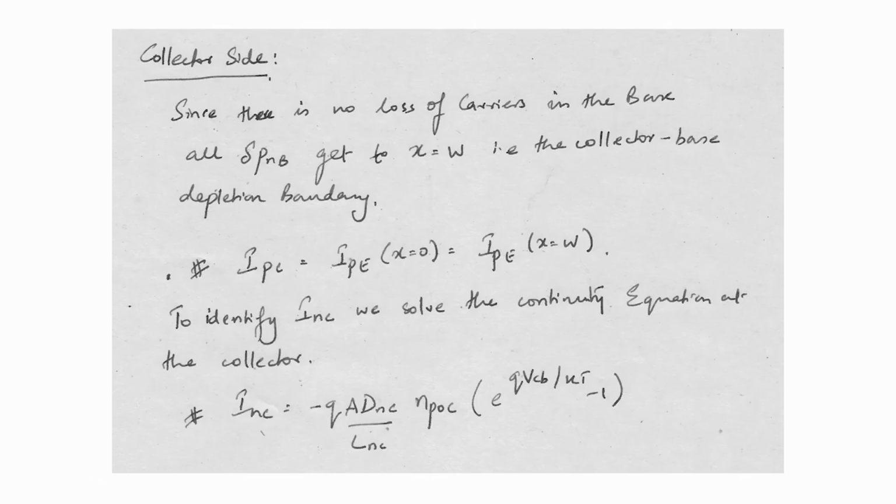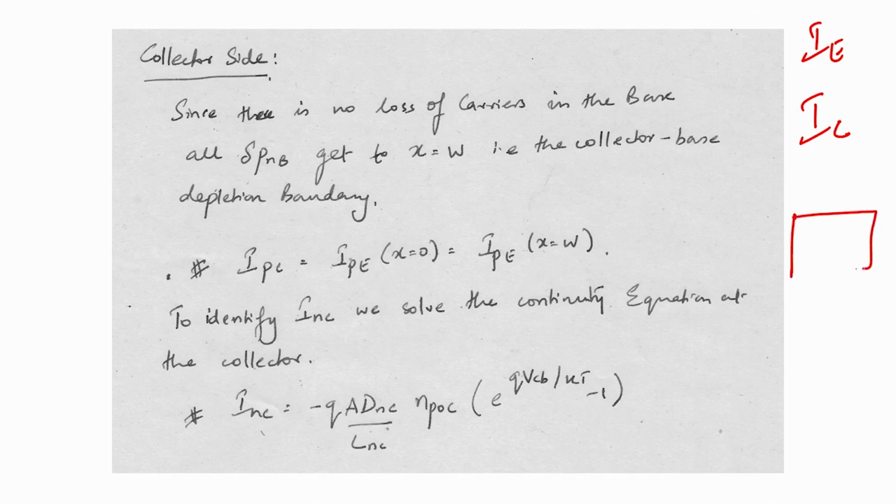So, now let us do it on the collector side. We know what IE is. What is the collector current? The collector current, okay. Now, how do we go about the collector current? So, the collector base junction is reverse biased, right. So, this is the argument we make. We say that there are no loss of carriers in the base, okay.